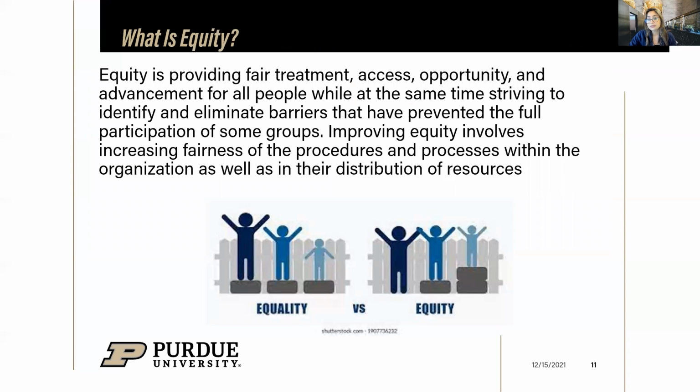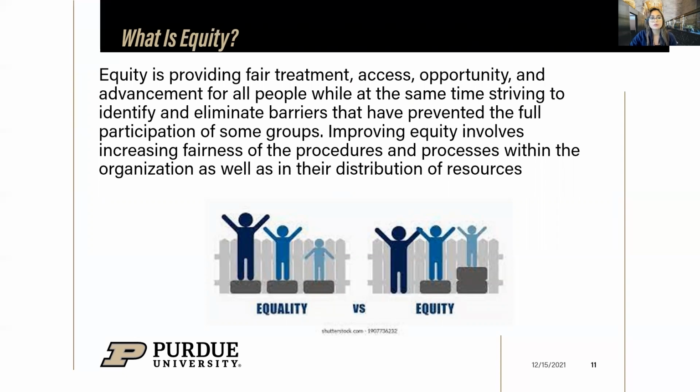Now that we know what diversity is, we have to focus on equity. Equity is providing fair treatment, access, opportunity, and advancement for all people, while at the same time striving to identify and eliminate barriers that have prevented the full participation of some groups.